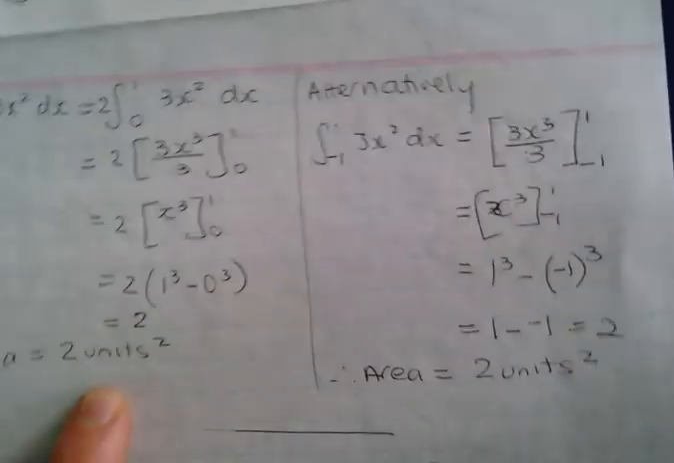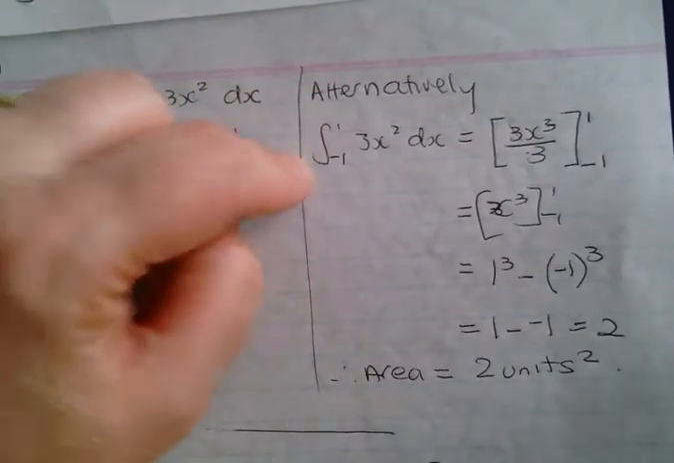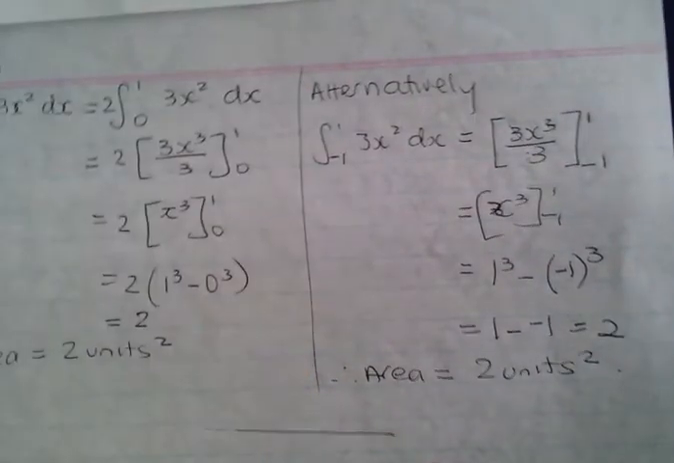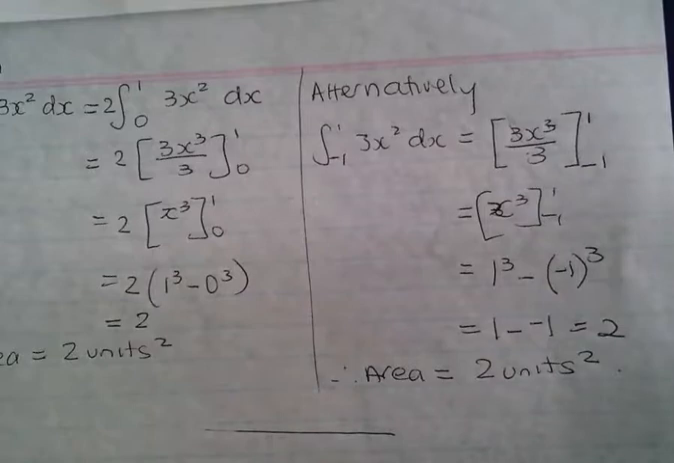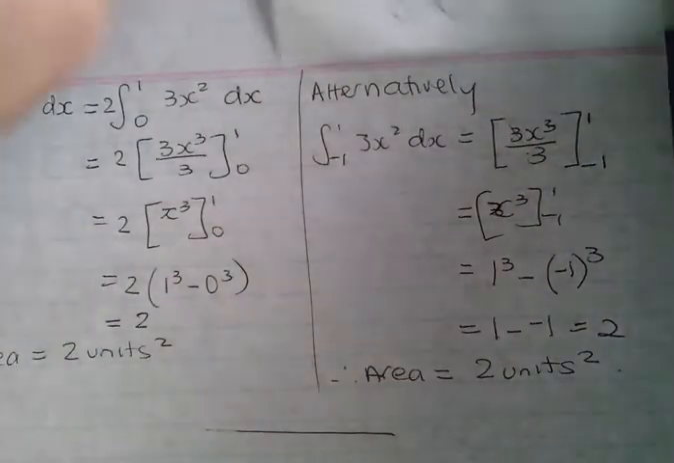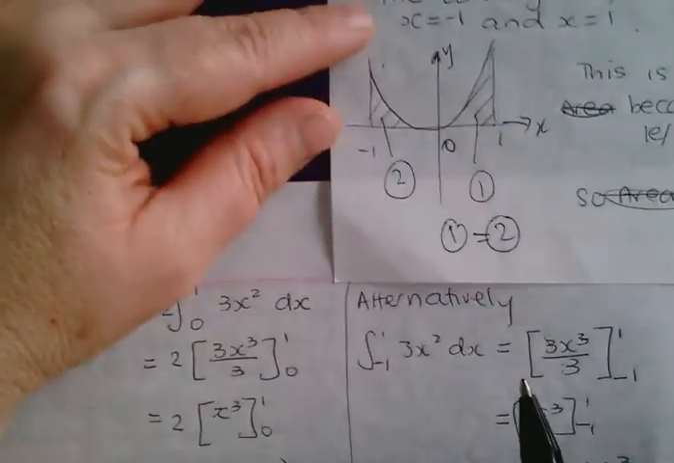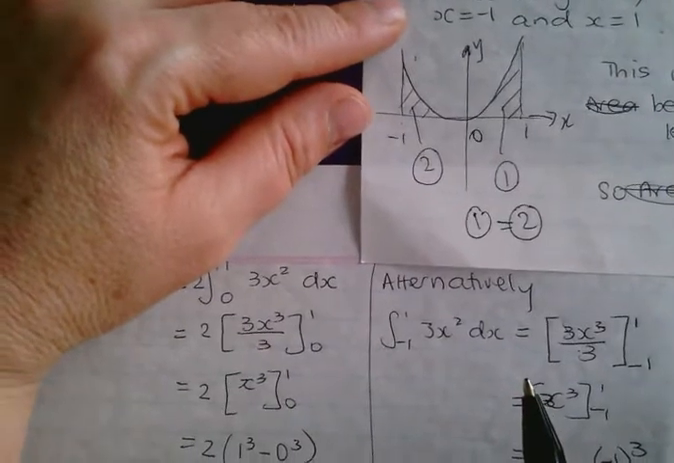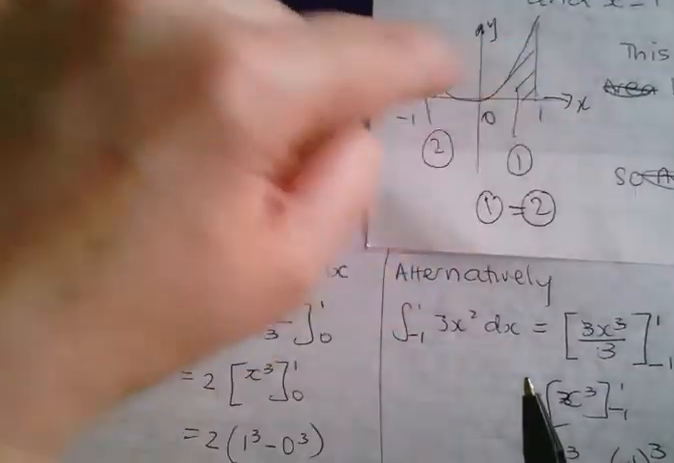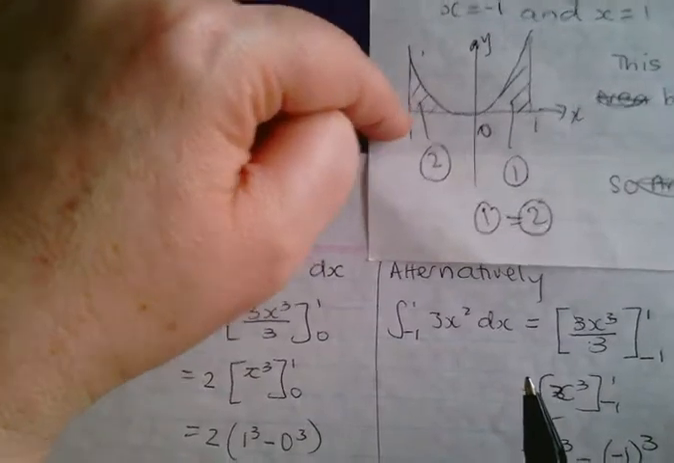So that area is 2 times from 1 to 0, and you can integrate and substitute it, and you get 2 units. Alternatively, I could have just substituted from 1 to negative 1. It will still give you the area for this one because it's all above the x-axis, look. You only do absolute value when part of it's below. So I could do from 1 to negative 1 because they're both above the x-axis.